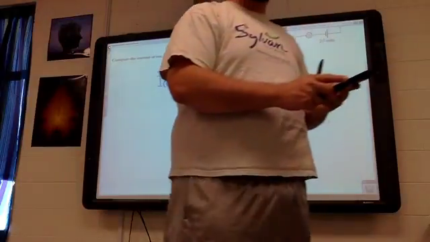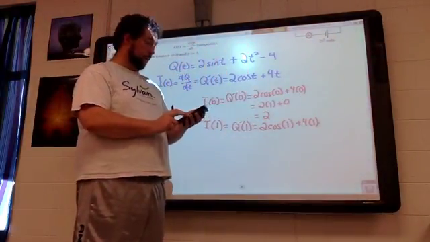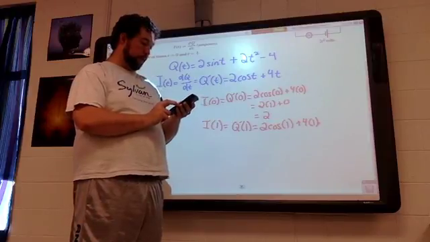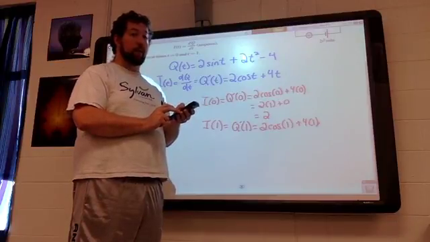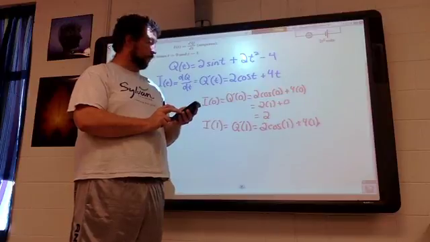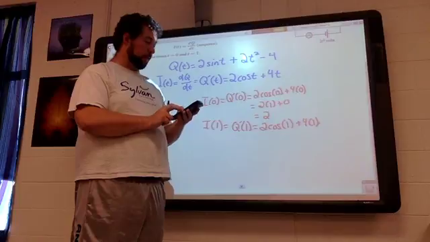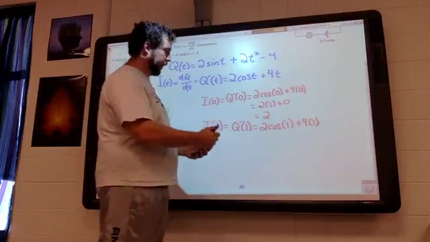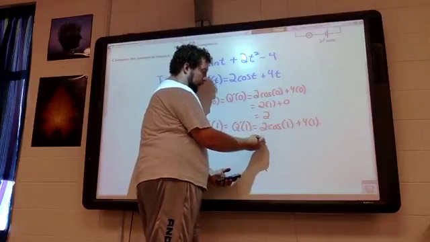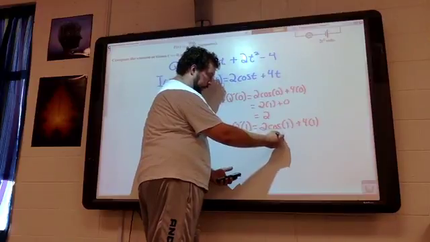I'm just using a TI-30X 2S, but you can use your graphing calculator. Make sure it's in radian mode. So I'm changing my calculator to radian mode. In fact, your calculator really should always be in radian mode for calculus. So if I say 2 times the cosine of 1 plus 4 times 1, or just 4, I get the answer of approximately 5.081.